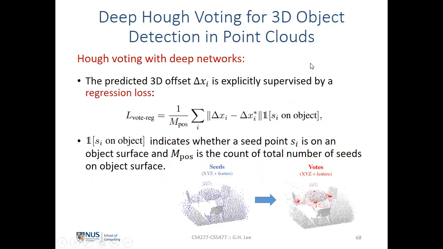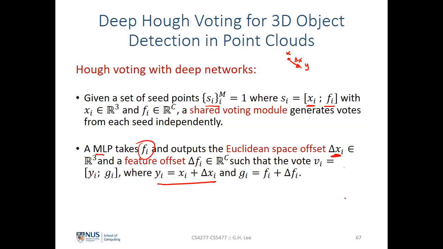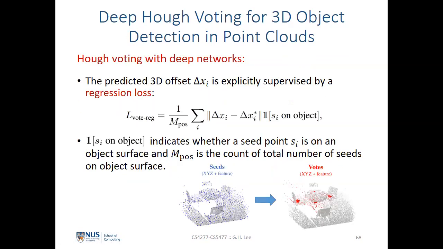So this Y here would be the object center, pointing towards the object center. I'm also going to generate a delta F such that I have a new feature, which I call G. These are the votes that I'm going to generate. And I'm going to supervise this delta, because I have the ground truth, so I can compute the delta and have a vote regularization loss here.